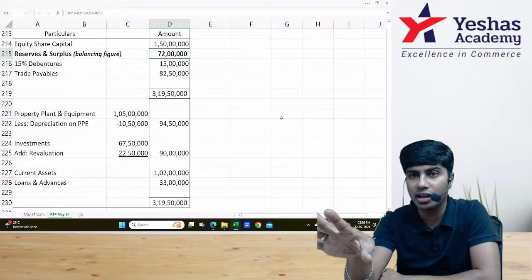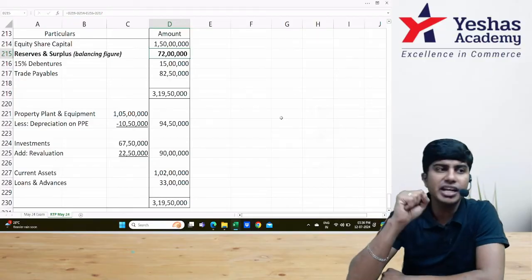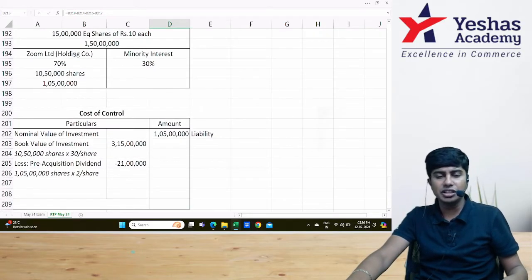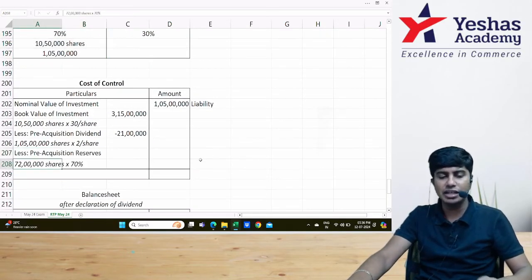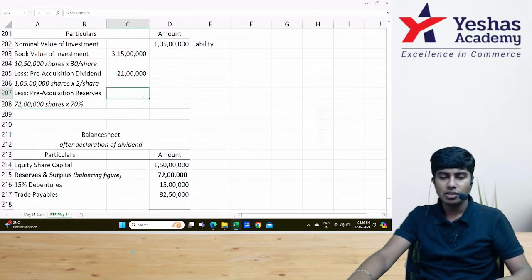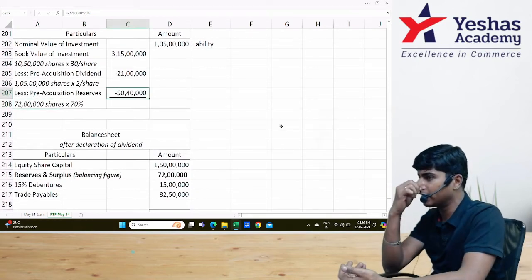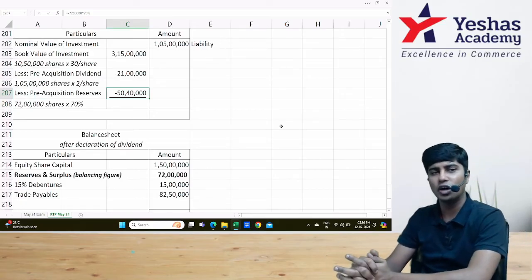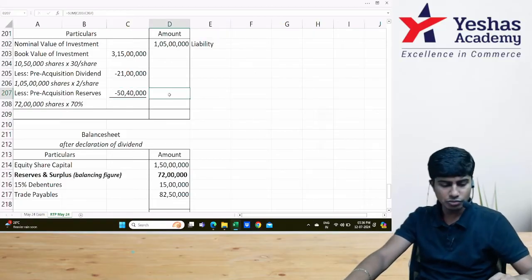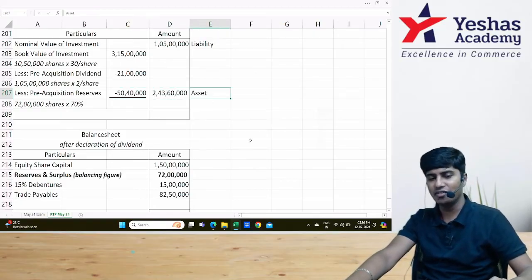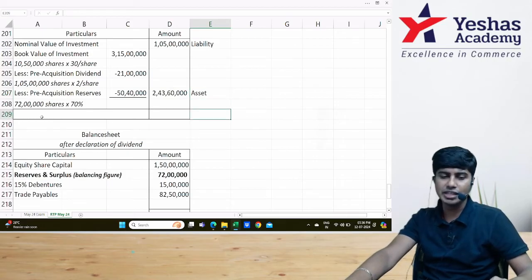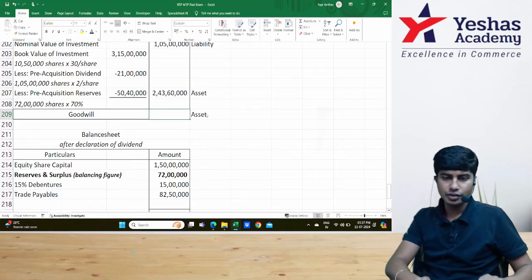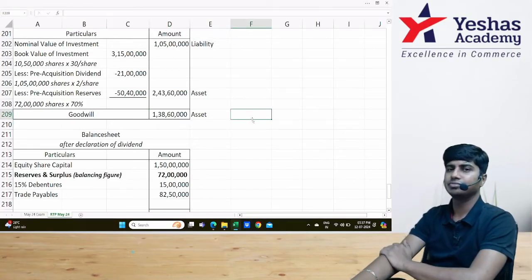This 72 lakh belongs to the subsidiary company. I have only a stake in it, not a 100% subsidiary. How much stake do I have? 70% as mentioned in the question. So take 70% of that reserves. 50 lakh 40,000. This is our pre-acquisition reserve which should be deducted from the book value of investment. Please do 3 crore 15 lakh minus 21 lakh minus 50 lakh 40,000. 2 crore 43 lakh 60 is asset. Which is more? Asset is more. So the resulting number is goodwill. 1 crore 38 lakh 60,000 is the answer.